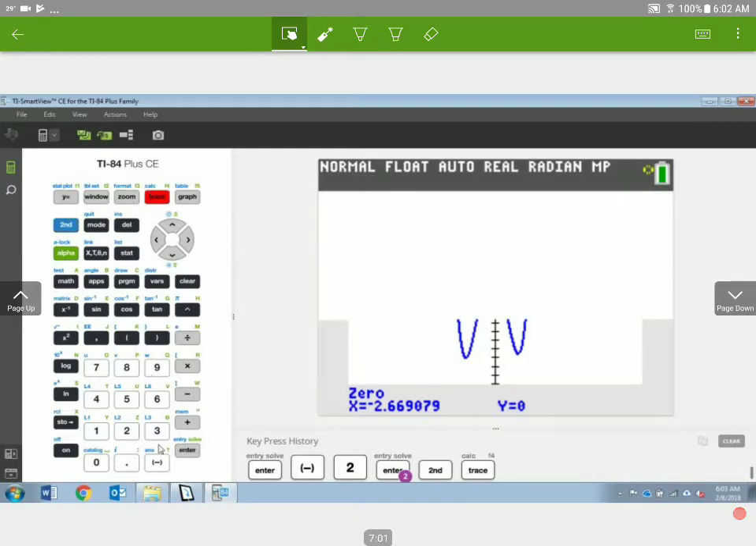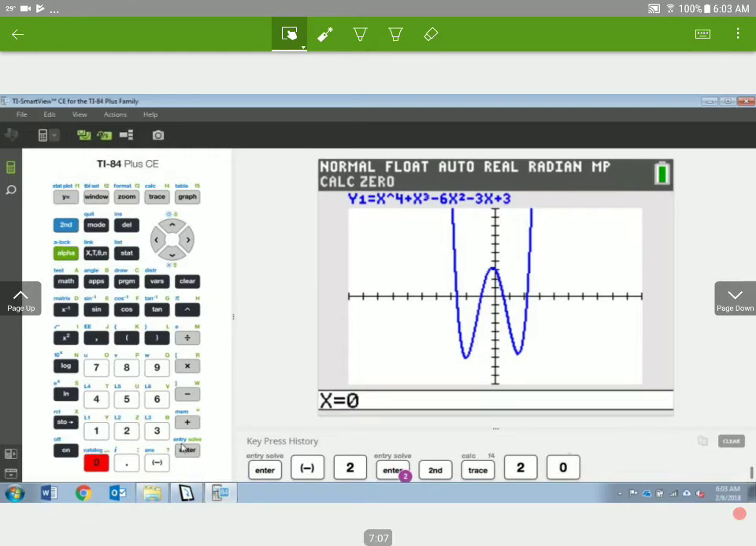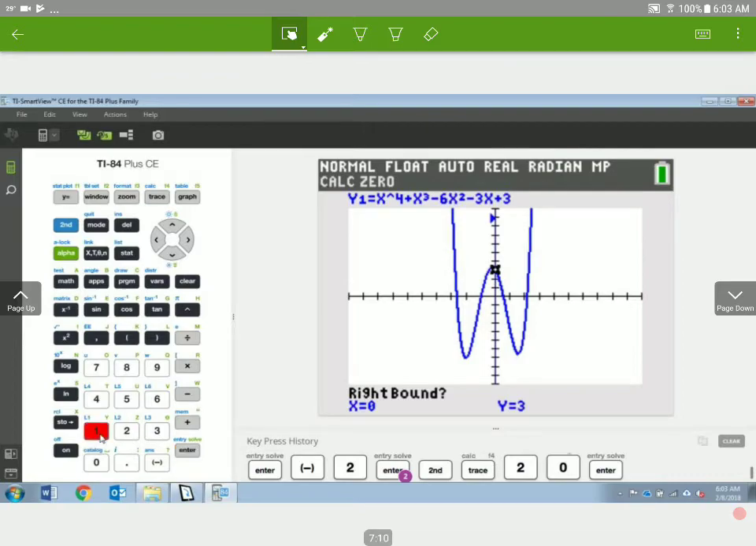Let's do this one over here. Second calculates 2. Let's do a left side at 0. Left bound 0. Right bound 1. So yeah, it's got it zeroed in. So that's 0.5, comma 0. And the last one, at least I got this one over here.